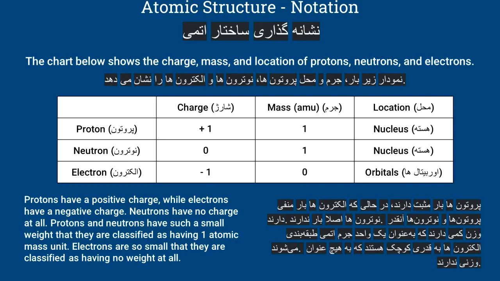Neutrons have a charge of 0, so they have no charge, a mass of 1, and they are located in the nucleus. Since both protons and neutrons have a mass of 1, that is why the atomic mass is equal to their sum. Finally, electrons have a negative charge of 1, no mass, because they are so small, and they are located in the orbitals of the atom, or their outer rings.